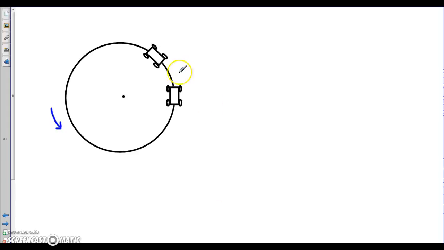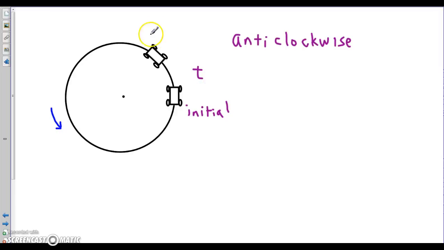Let's say we have a car moving around a circular track and we're watching it from above. The car is not moving clockwise, instead it's moving counterclockwise, or as we say in IB terminology, anti-clockwise. That's the direction the car is moving in. So the car starts at some initial position here, and after some time t, the car winds up at this final position.